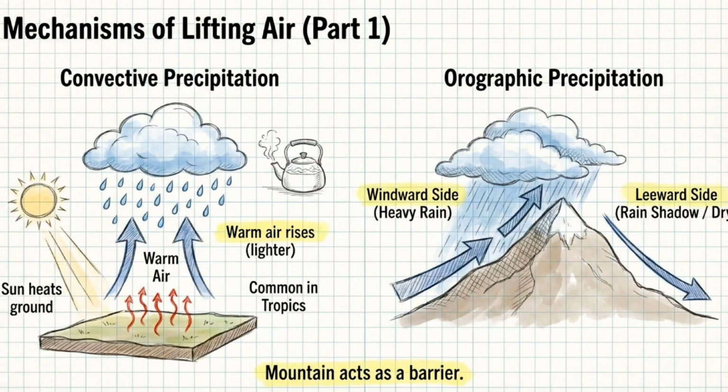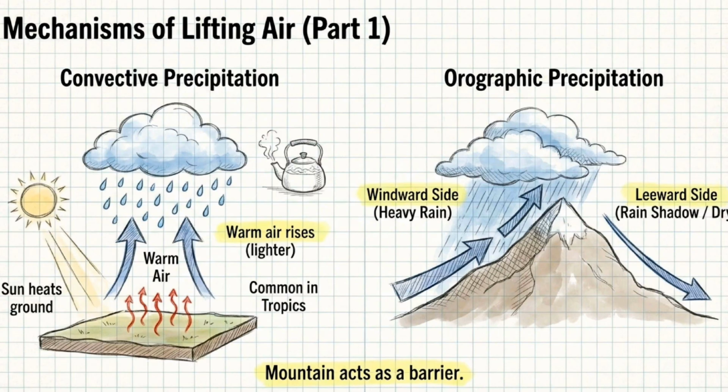Why does it suddenly rain heavily on a hot afternoon? That's called convective precipitation. Let me explain it simply. First, the sun heats the ground. When the ground becomes hot, the air above it also becomes hot. Now remember one rule. Hot air is lighter. So what does lighter air do? It rises. As this warm air rises higher into the atmosphere, the temperature starts decreasing. Higher altitude means cooler air.